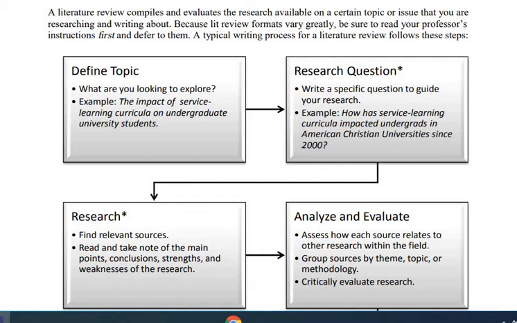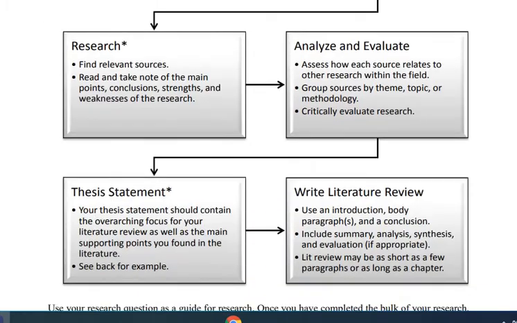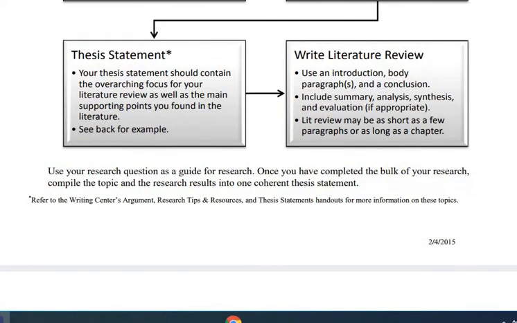Now the next part will be about the thesis statement. Most of you will have the same kind of thesis statement, which might be about the causes, effects, or preventions of a certain problem. It is the theme that you're addressing in your synthesis. So this is what really makes your thesis. The thesis statement should contain the focus for your literature, as well as the main supporting points you found in this literature.